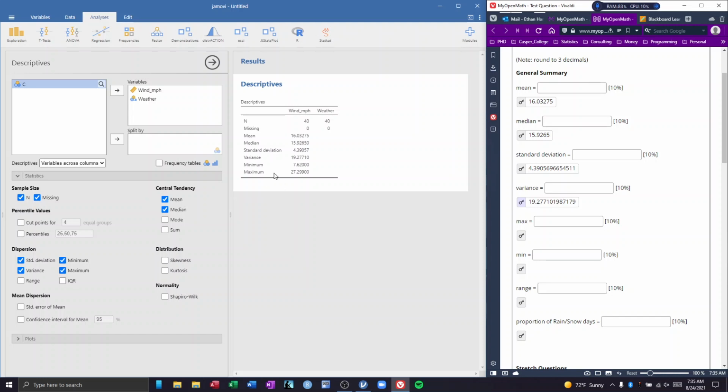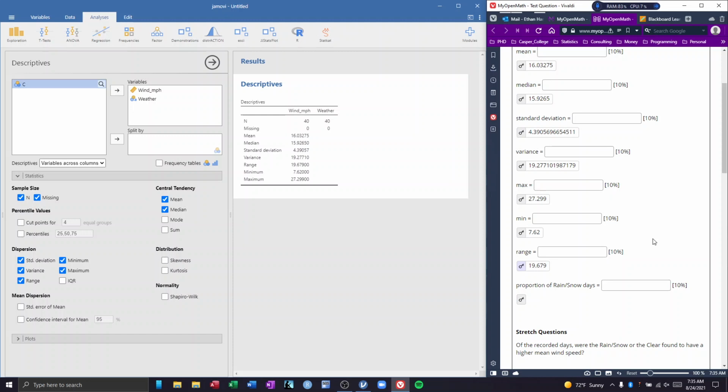Excellent. All right, minimum and maximum. So it asks for our max. This is just the largest wind speed that we saw, 27.299. Minimum is 7.62. Range, we could do by just subtracting the minimum from the maximum, or again, we just go to our statistics and click on range, and it gives it to us. There's our range.